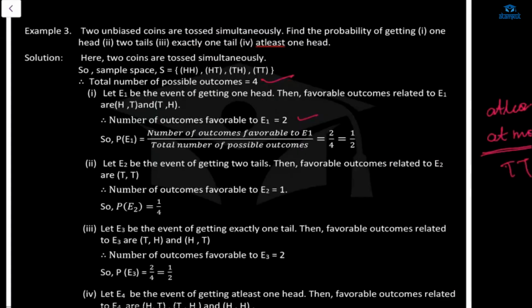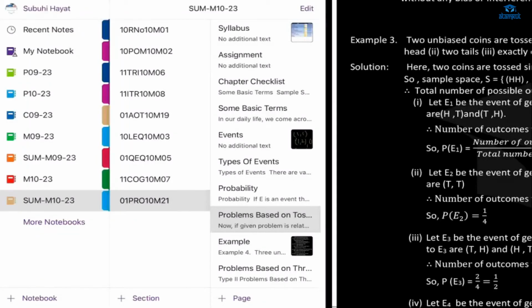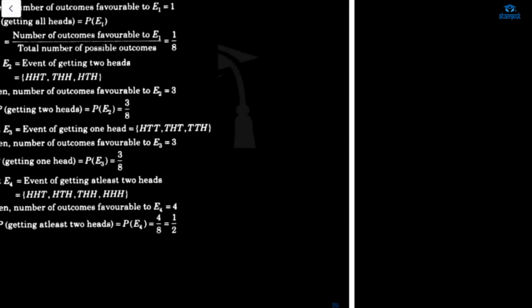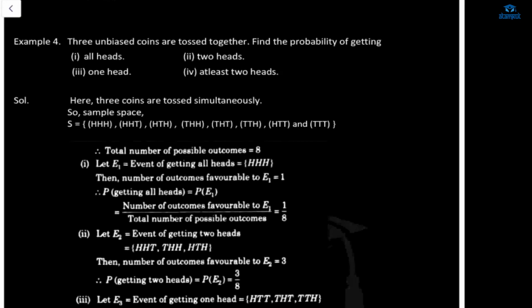Okay, now let's see some more examples here. We are having one more example here. 3 unbiased coins are tossed together. Find the probability of getting... Okay, now let's see this question.